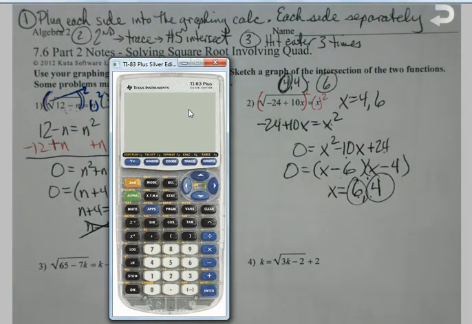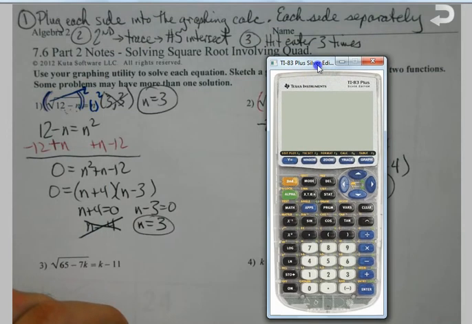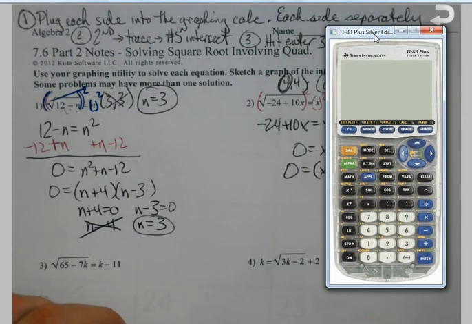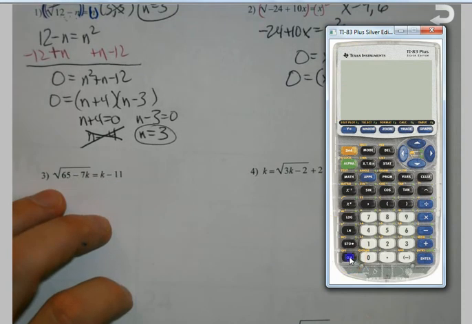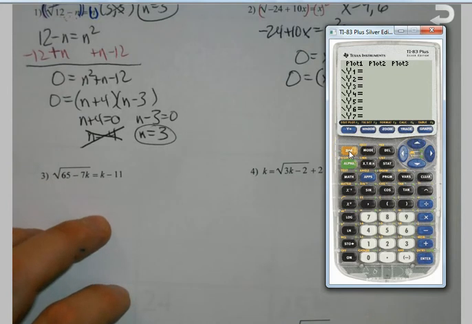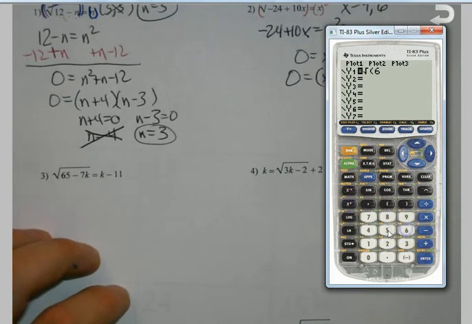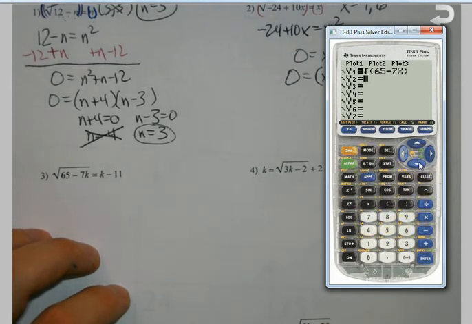So again, number 2 is more the exception than the rule on what this would look like as far as these go. Most of the time you're going to get a real clear picture of what these are going to look like. All right, let's see. Let's try one more, and we'll see if we want to go both ways with this one or not. So 65 minus 7x, and then x minus 11.